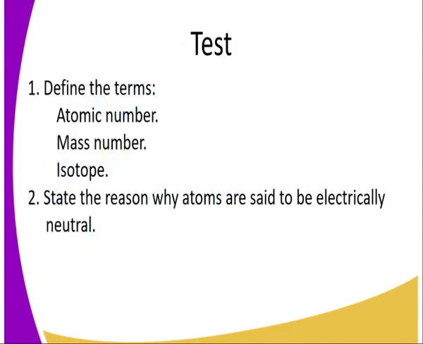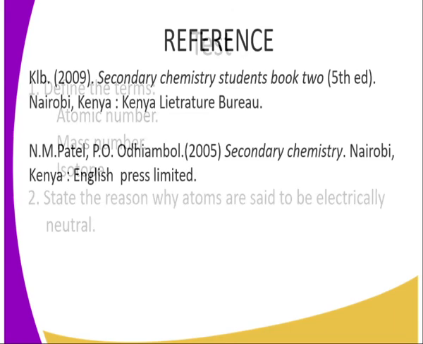So maybe now we can be able to see whether we have what it takes to understand this lesson. So did we understand the lesson or the objectives? Number one, we can do so by answering the following question. Define the terms atomic number, mass number, and isotope. And please try to explain why atoms are said to be electrically neutral.